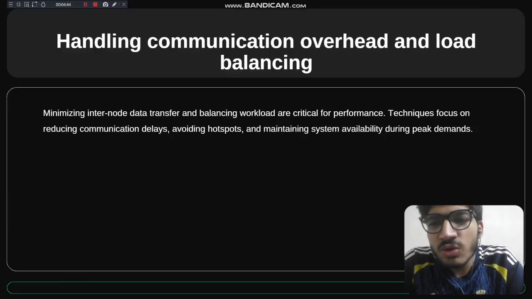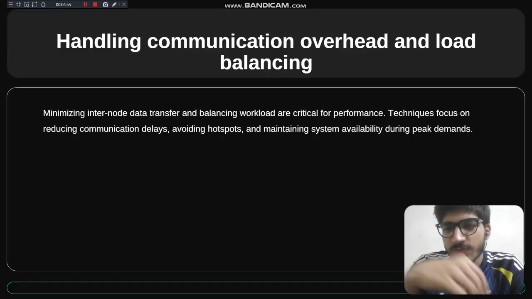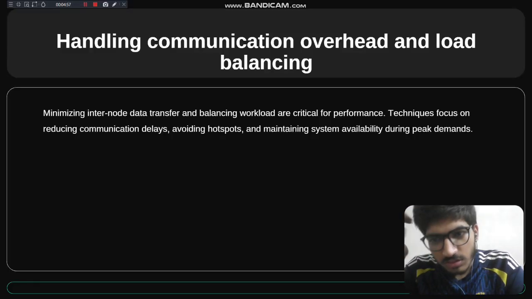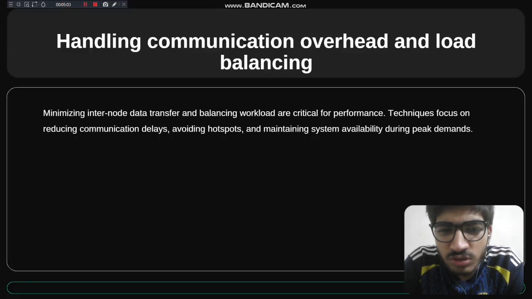Handling communication overhead and load balancing. Minimizing internode data transfer and balancing workload are critical for performance. Techniques focus on reducing communication delays, avoiding hotspots, and maintaining system availability during peak demands.